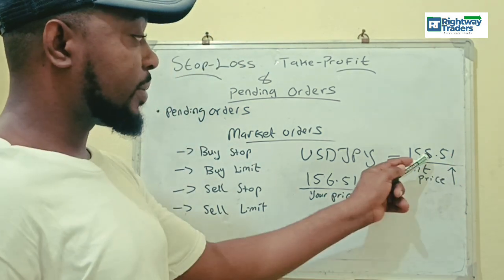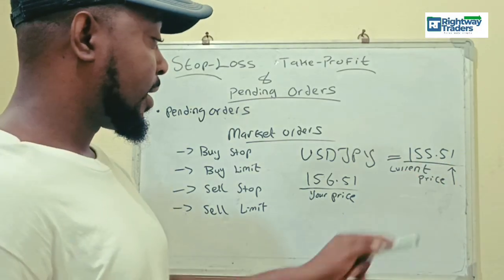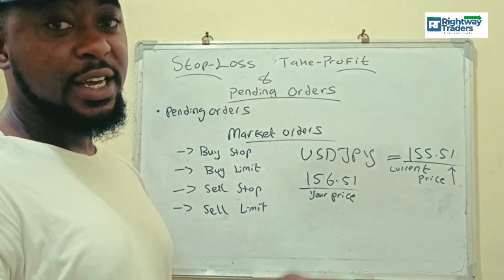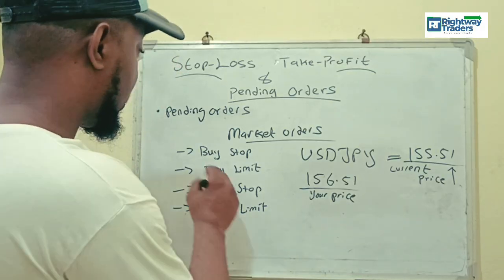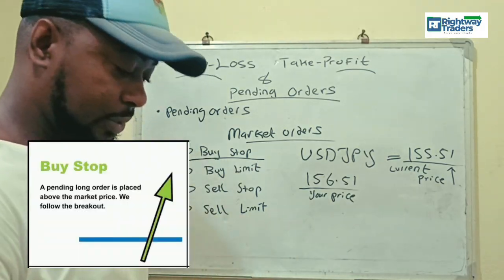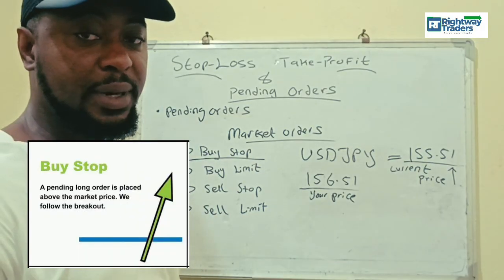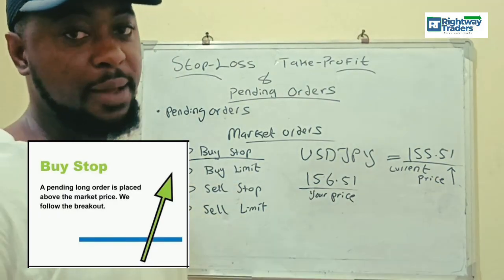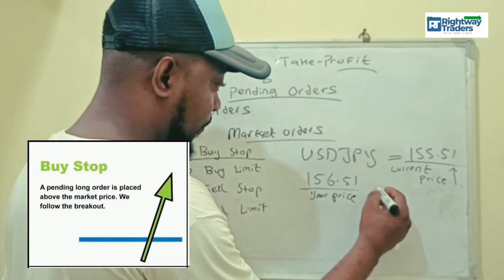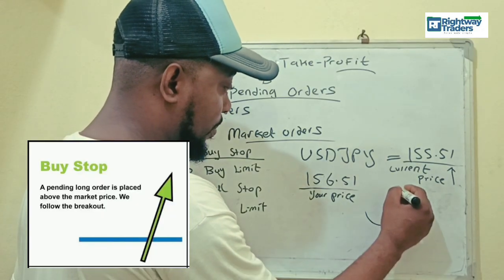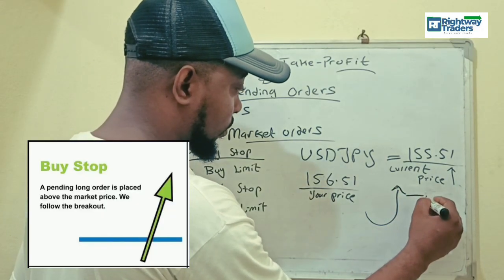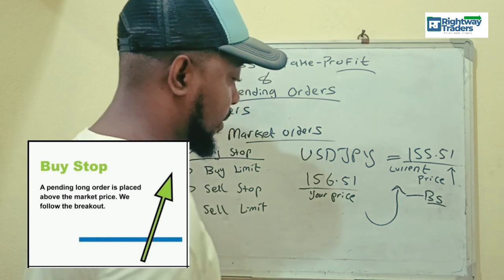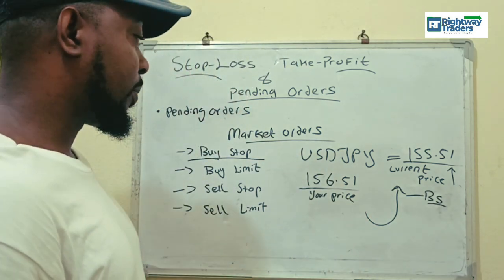Because it's the current price, you can't enter the market here, and you want to buy at that exact price, but you don't want to miss it. The pending order you're going to use is the buy stop pending order. The buy stop pending order will tell price that whenever you get to this point, please buy my trade for me. So if the trade goes up, buy stop. Okay, that is it for buy stop.